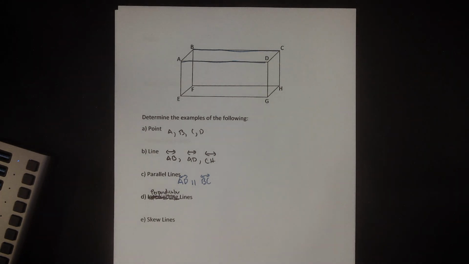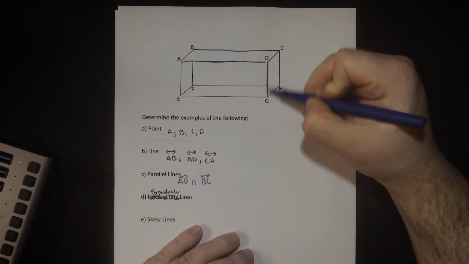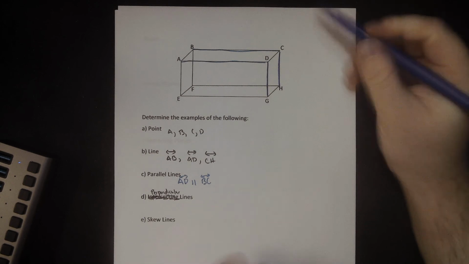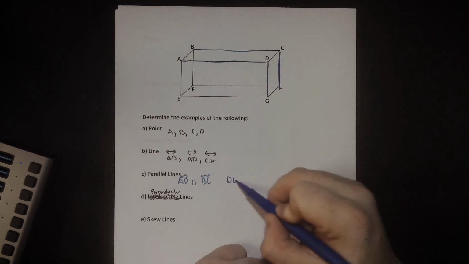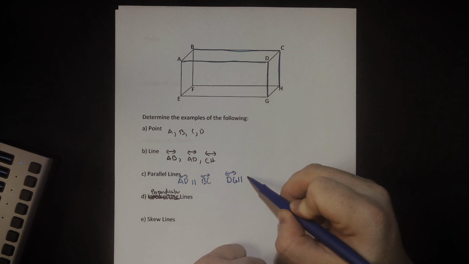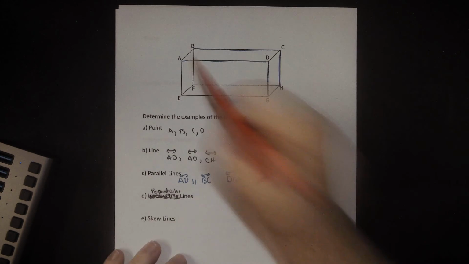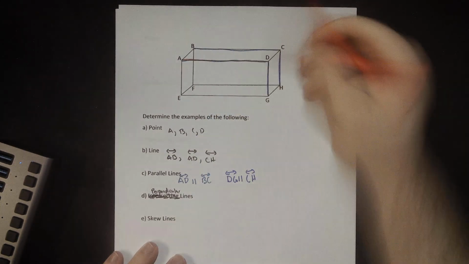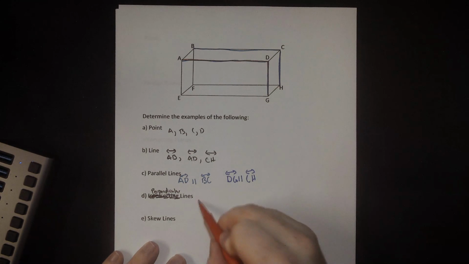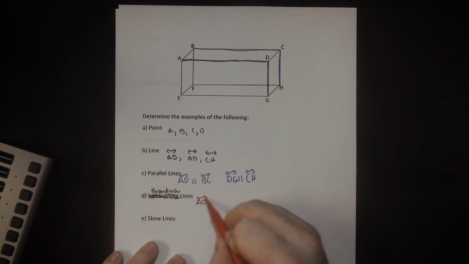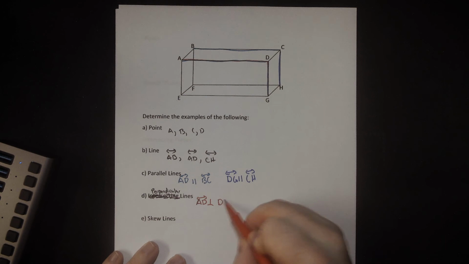I'm also going to go ahead and point out that DG and CH are also parallel. Now, they're parallel to each other, just not necessarily parallel to that set over there. But they are what they are. Okay, that being said, if I look at some perpendicular lines, well, AD is definitely forming a right angle with DG. So we're going to say AD is perpendicular to DG.